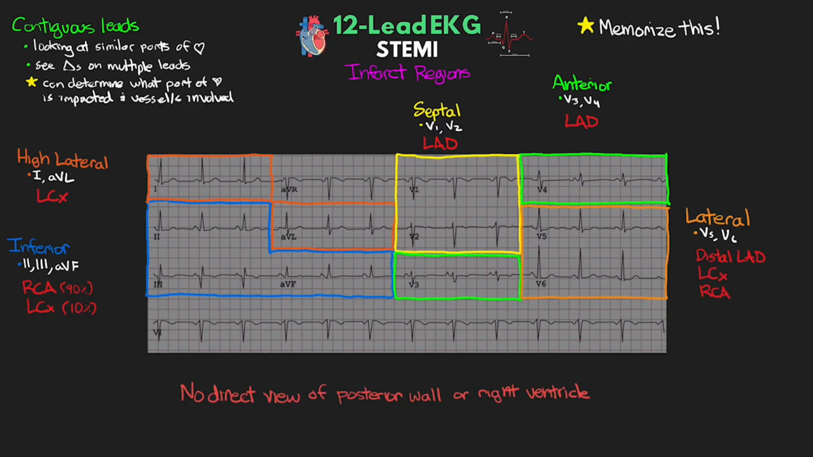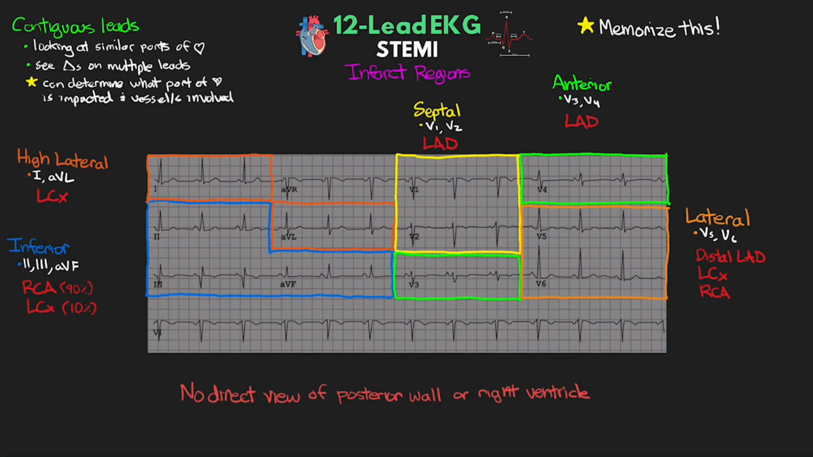Now, to complicate things more, we don't always just see one area or region that's impacted. We can have multiple areas such as anteroseptal, anterior lateral, or even inferior RV, just to give you a few examples. I will briefly hit on this later in the lesson, but just keep in mind that when evaluating EKGs, it's not always clean cut with just one region impacted.